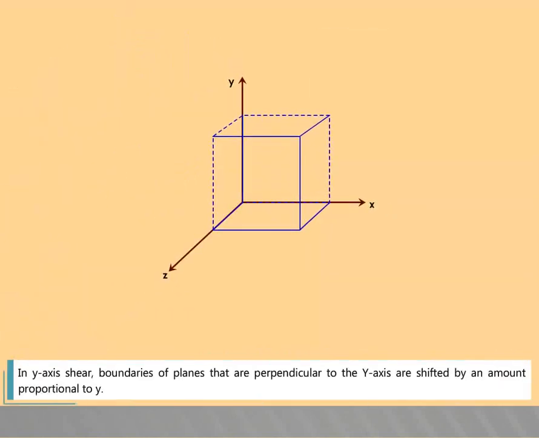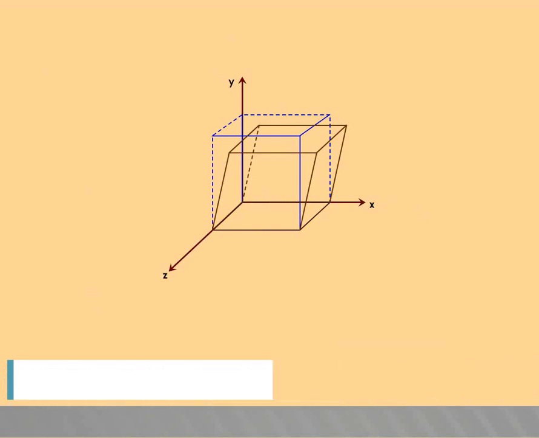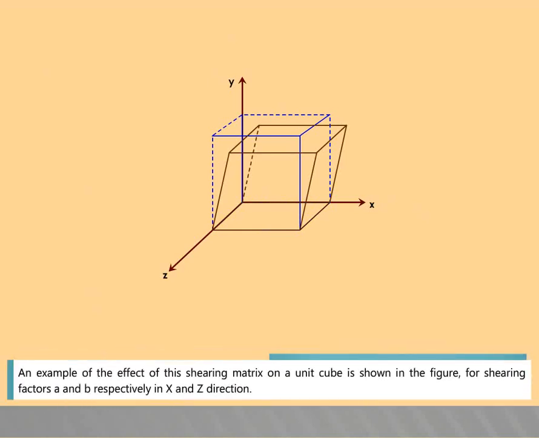In y-axis shear, boundaries of planes that are perpendicular to the y-axis are shifted by an amount proportional to y. An example of the effect of this shearing matrix on a unit cube is shown in the figure, for shearing factors a and b respectively in x and z direction.